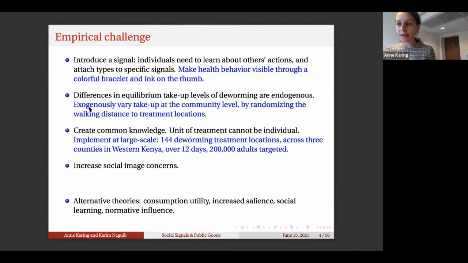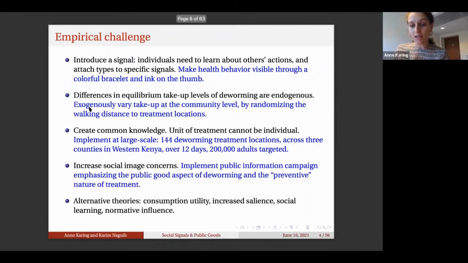Fourthly, and importantly, the context we're looking at here is actually quite similar to that we're facing currently in the pandemic with the coronavirus vaccine, in the sense that it is not an established activity that adults would come for deworming treatment. So we were concerned about whether there might actually be social image concerns, whether a person is taking up deworming treatment, an adult or not. So what we're doing is implementing a public information campaign emphasizing the public good aspect of deworming and the preventative nature of the treatment.